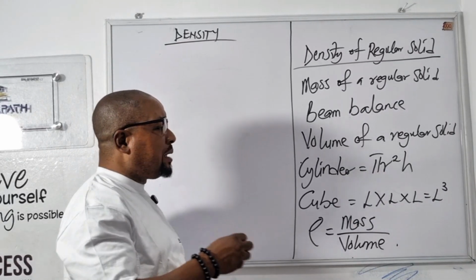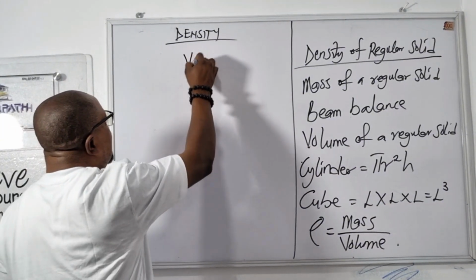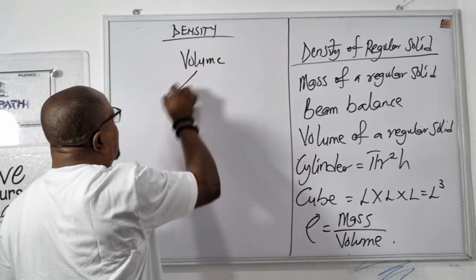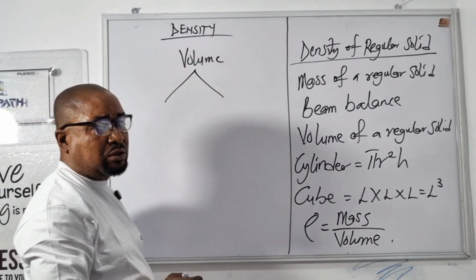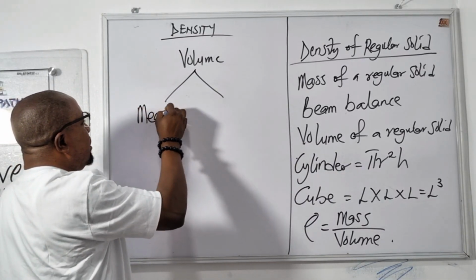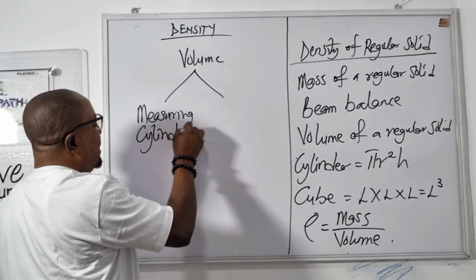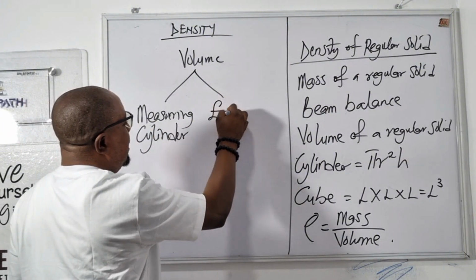Now, the major part of this irregular solid is the volume. We have two ways of getting the volume of an irregular solid. The first one is the use of a measuring cylinder. And the second one is the use of the Eureka can.